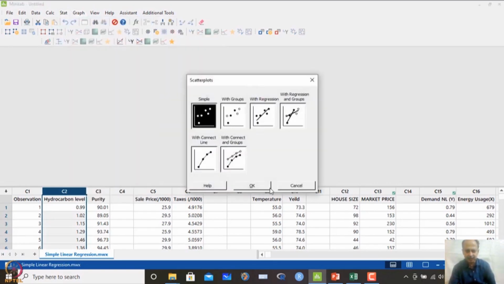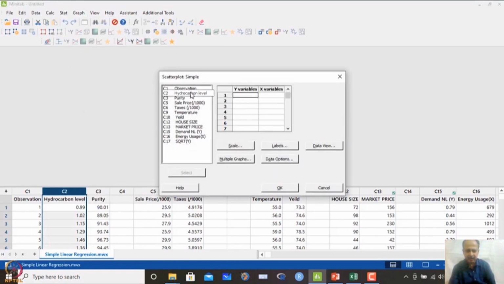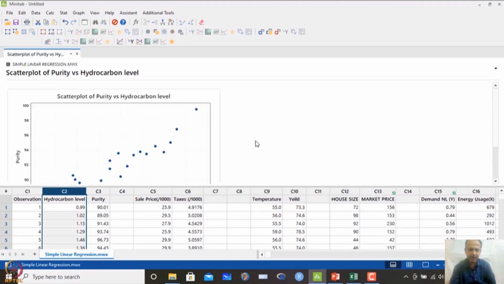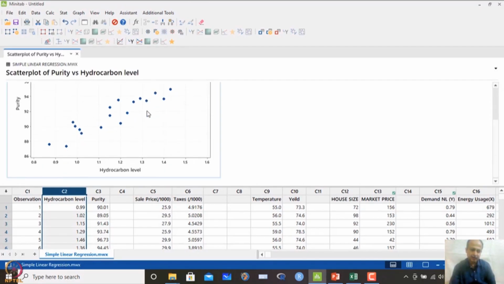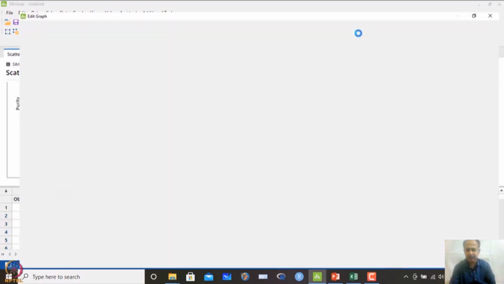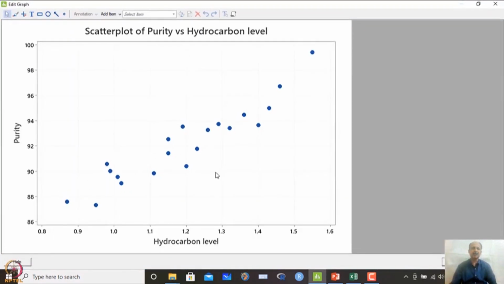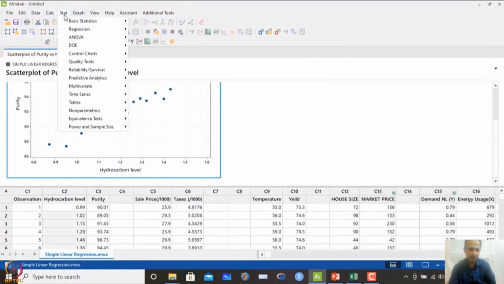So, you can go to Graph and Scatter Plot. We can do a simple scatter plot here, with the y variable as purity and the x variable as hydrocarbon. If you click OK, it gives you this graph, and it shows that a linear relationship exists. This is a positive correlation: as hydrocarbon increases, purity also increases. We can also check the correlation.